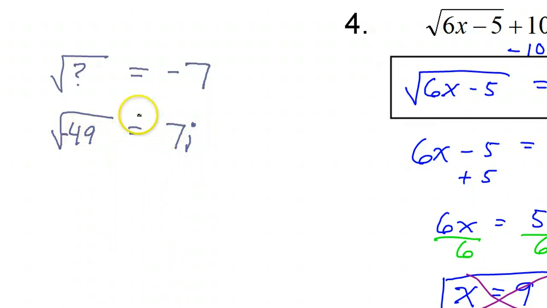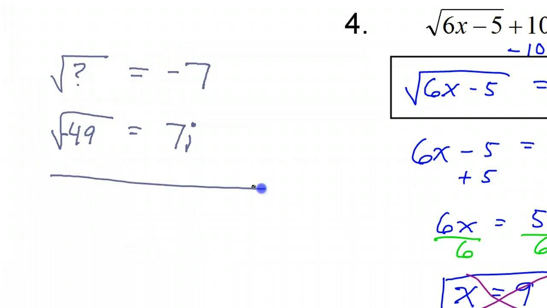Okay, so if 49 doesn't give me negative 7, and negative 49 doesn't give me negative 7, what could go in here that's going to give me a negative number? And the answer is nothing. There's no number I could put in here for this question mark. You can't take the square root of something and come out with a negative number. So as soon as I see the square root of something and it's equal to a negative number, I know that's going to be no solution. Alright? There's nothing that can make that true.